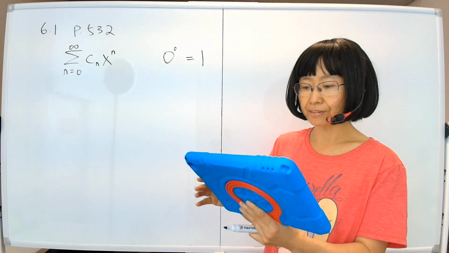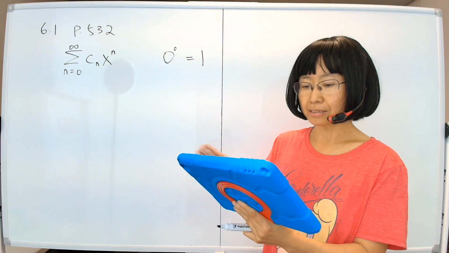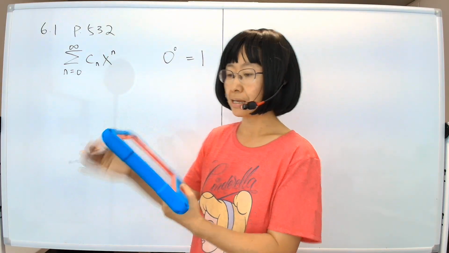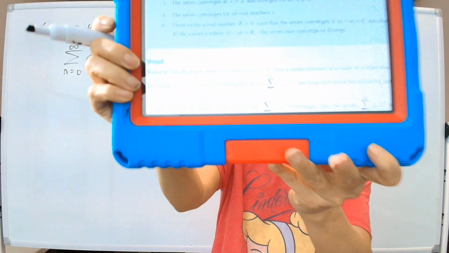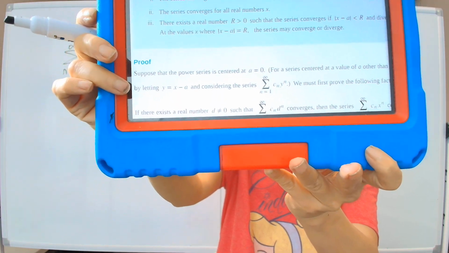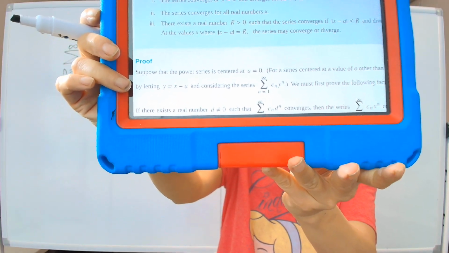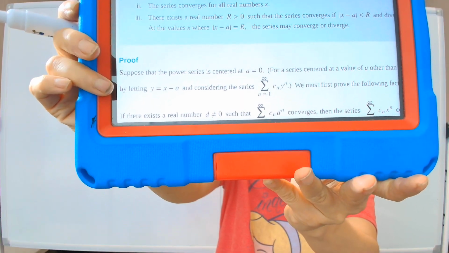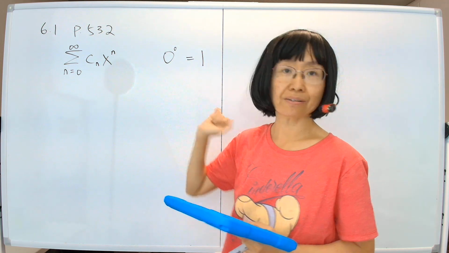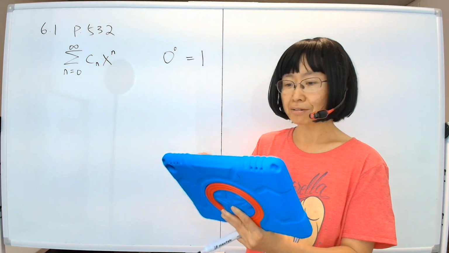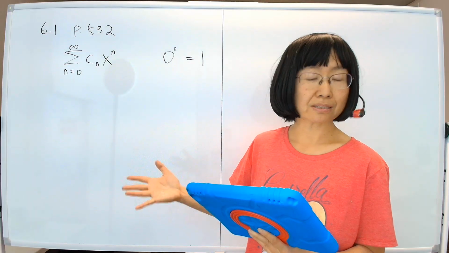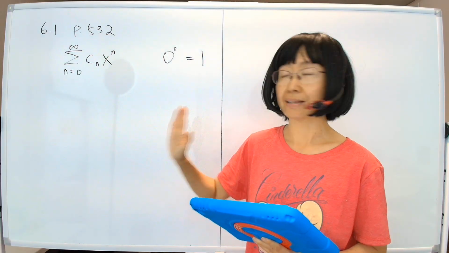Now you notice that if A is not 0, then you can simply let y equal x minus A, as at the bottom here, and translate it into a different power series based at 0, and the two series will have the same properties. That's why, for convenience sake, we only consider the power series that's based at 0, but the other one works the same way. You just move it a little bit.